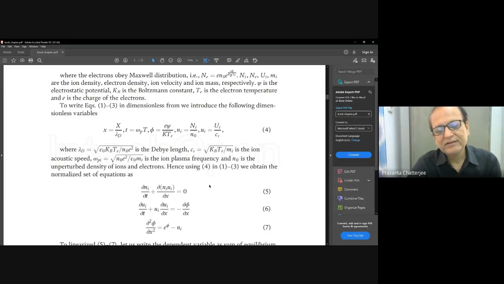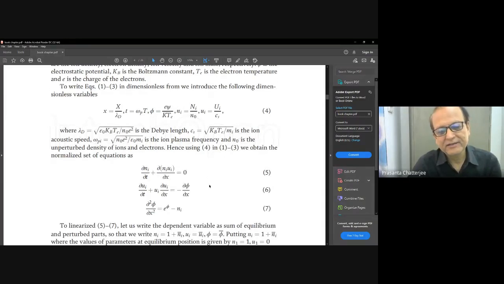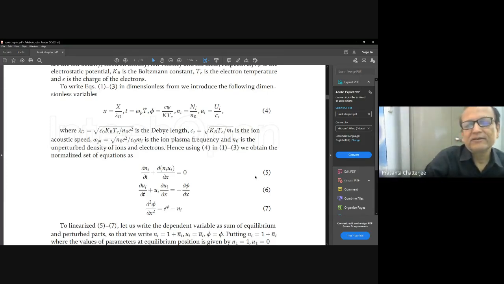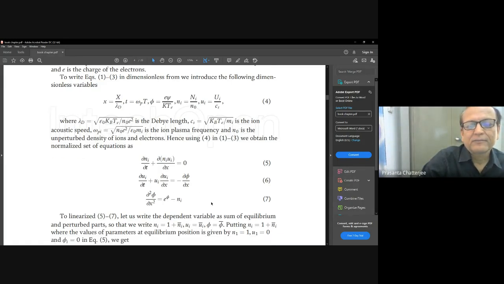So the second step is linearization. That is, if we want to find out linear waves, then we should linearize equations 5, 6, and 7 first. What are the nonlinear terms? Here Ni into Ui is a nonlinear term. Here Ui into del Ui by del x is a nonlinear term. Here e to the power phi is a nonlinear term.